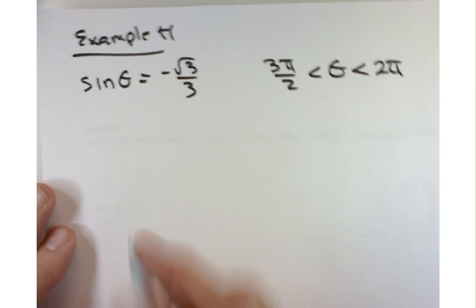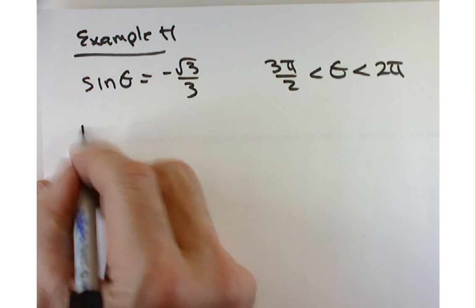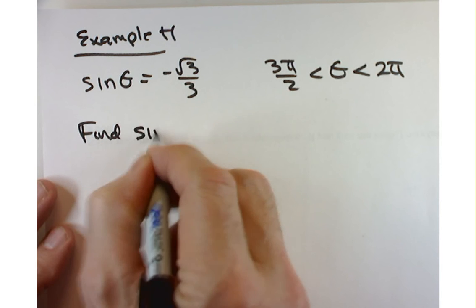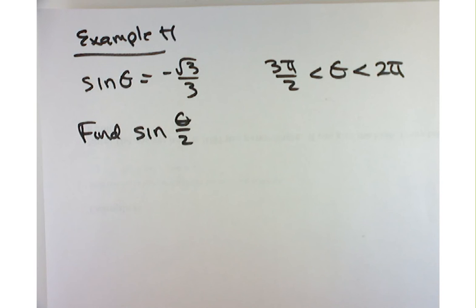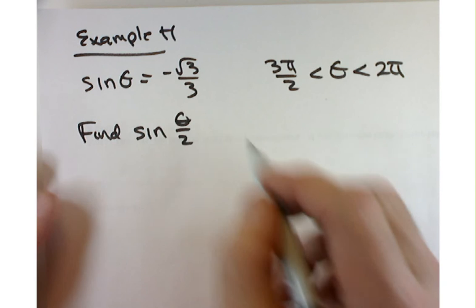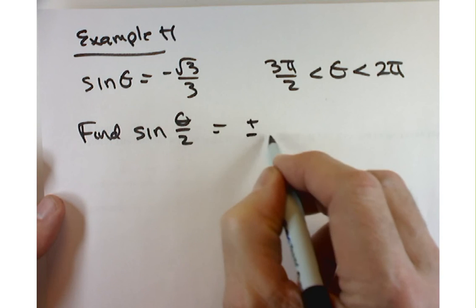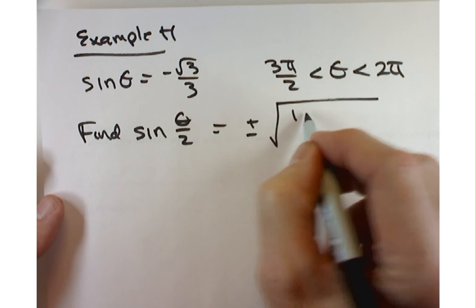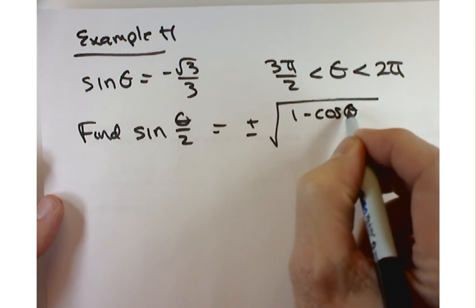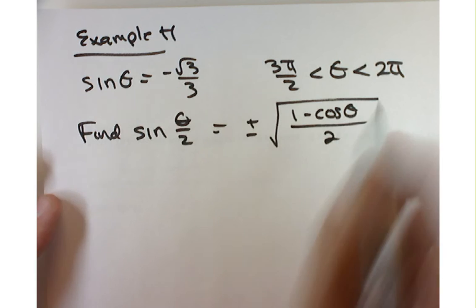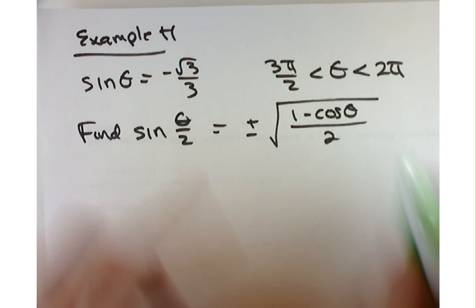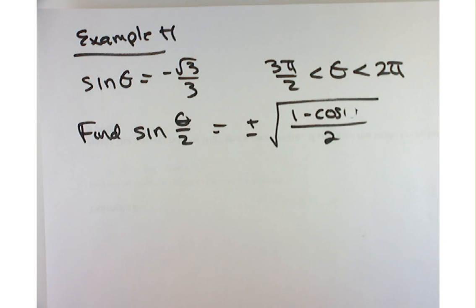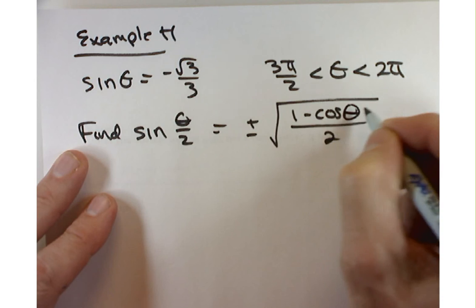Now, one of the questions you could be asked would be, find sine of theta over 2. And we kind of have a lot of what we need, but not everything. So let's write our formula first. That's going to be plus or minus the square root of 1 minus cosine of theta over 2. Okay, not so bad, except for my theta, which looks awful. There we go, there's theta.